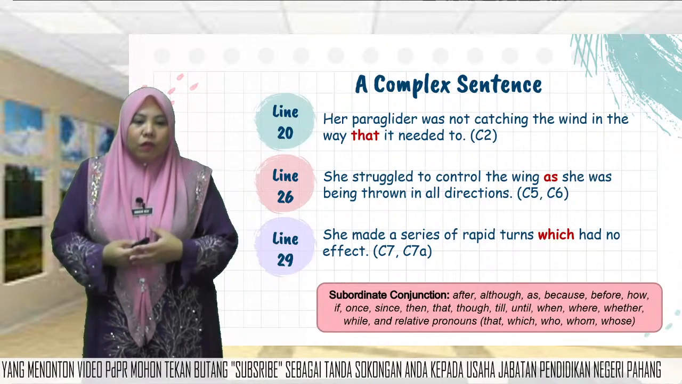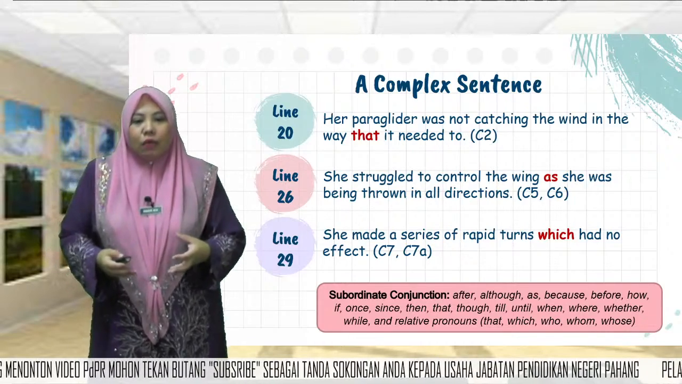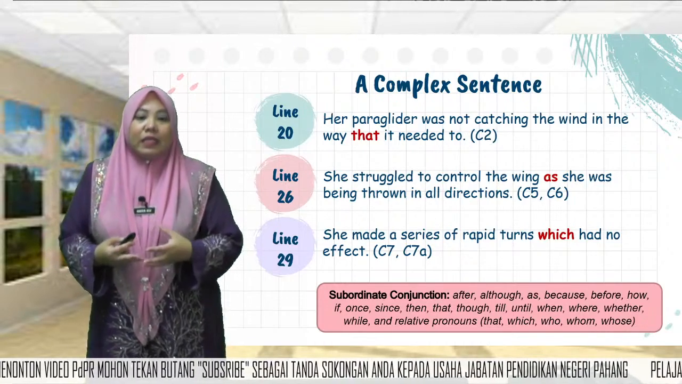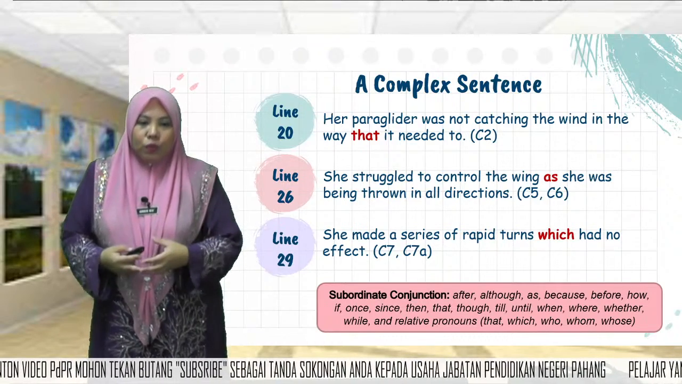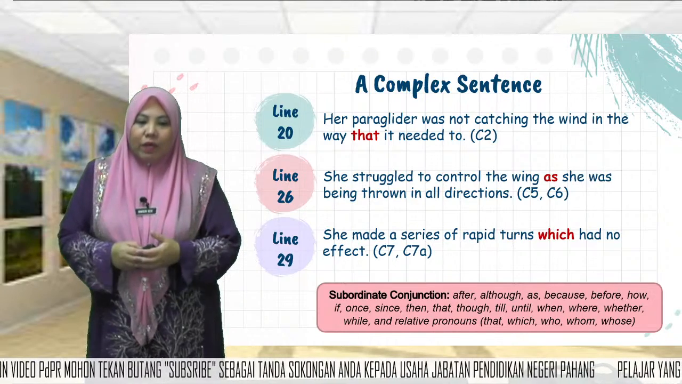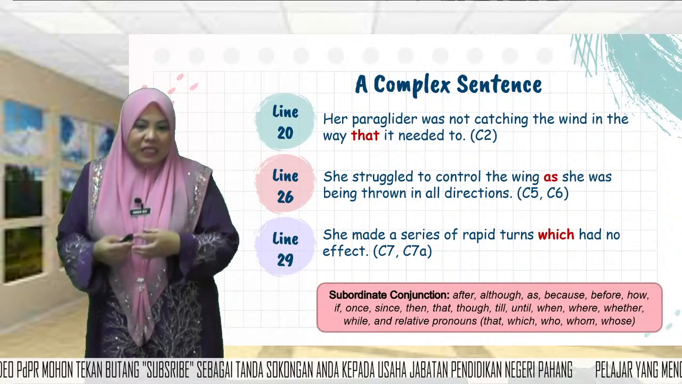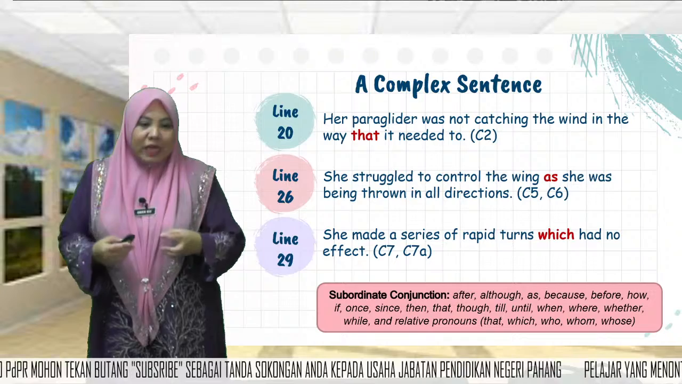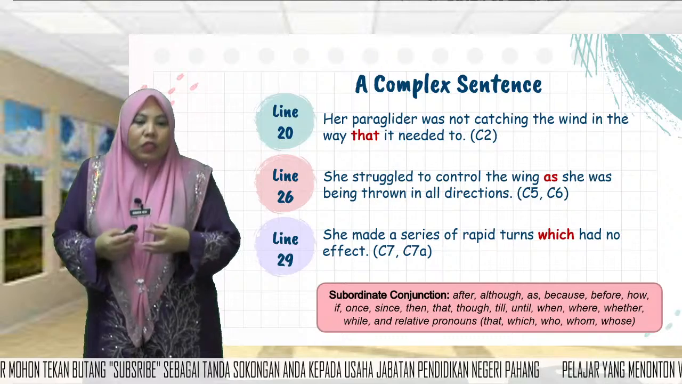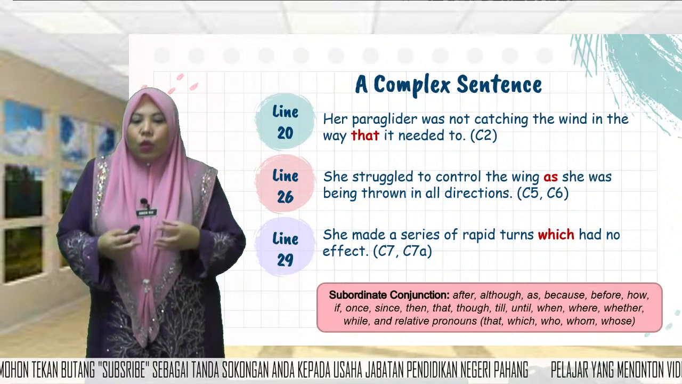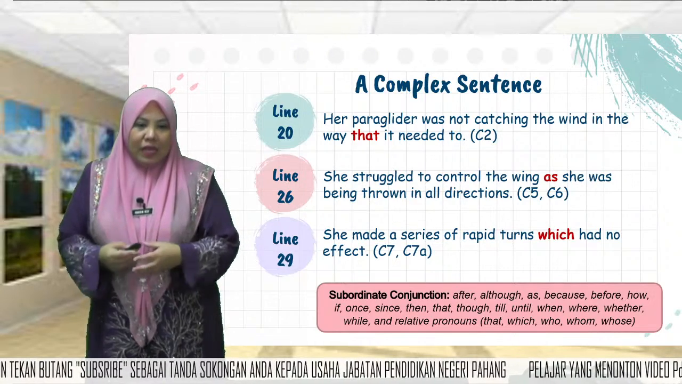All right. So for example, the sentences you can find in line 20, you have her paraglider was not catching the wind in the way that it needed to. The next one, line 26, she struggled to control the wing as she was being thrown in all directions. So basically there you can see that I've written down C5 and C6. So you have two content points in one sentence, right? And the next one, she made a series of rapid turns which had no effect. So you have content point C7 and C7A.